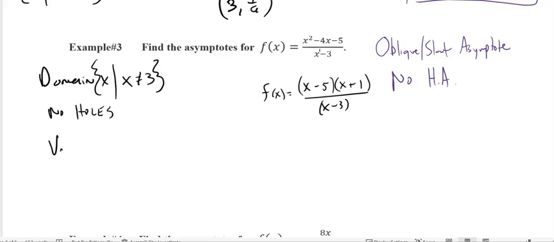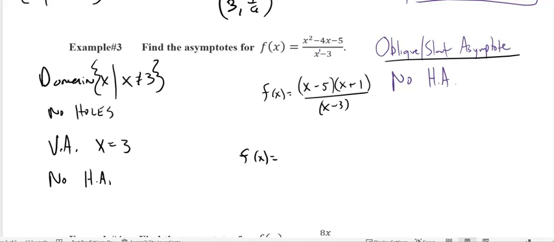I do have a vertical asymptote by how we define it at x equals that bad value, x equals 3. There's no horizontal asymptote because the degree of the numerator is greater, but there will be a slant. There will be a slant asymptote here. And how do I find that? Well, let's take a look.